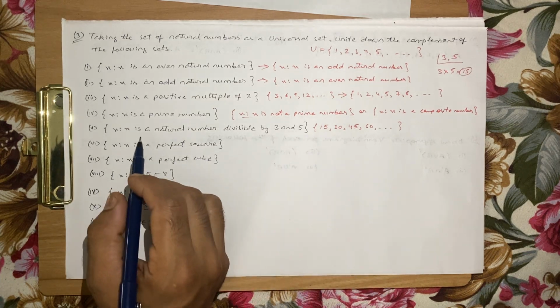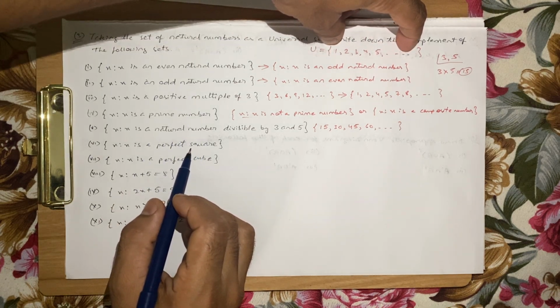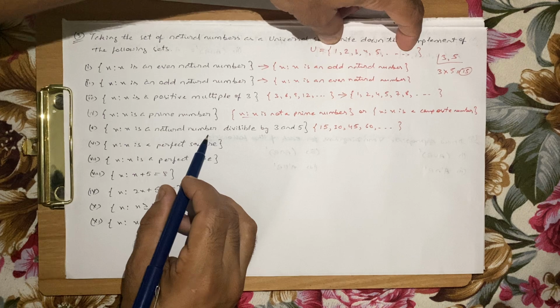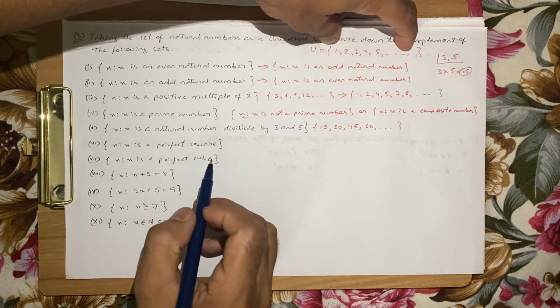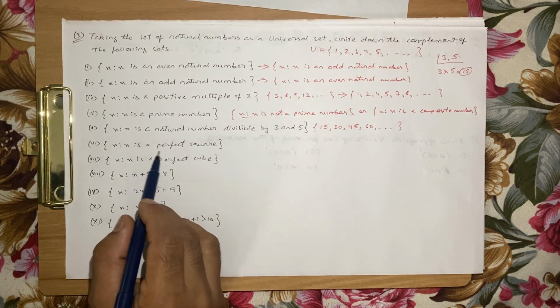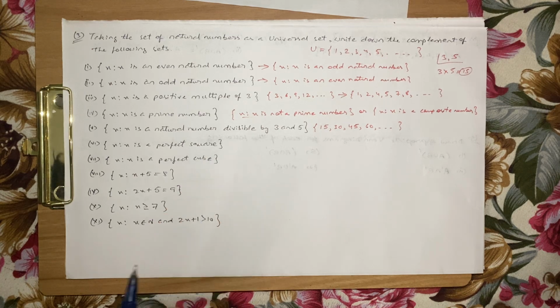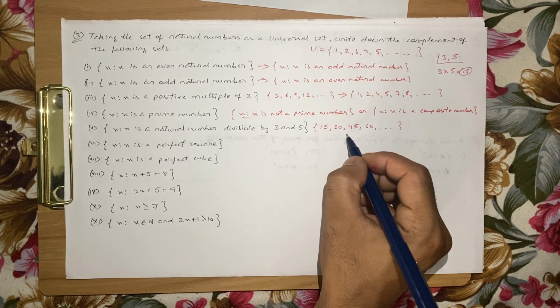So if you want to write the complement of this set when compared to this set, it will be x such that x is a natural number not divisible by 3 and 5. Simple, just include a not here, not divisible by 3 and 5. Now x such that x is a perfect square, it says. So in this question, in the roster form, you can write it in this way.